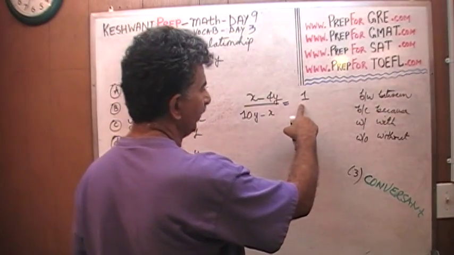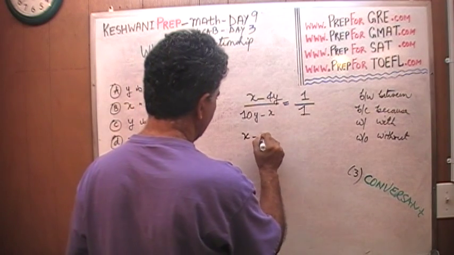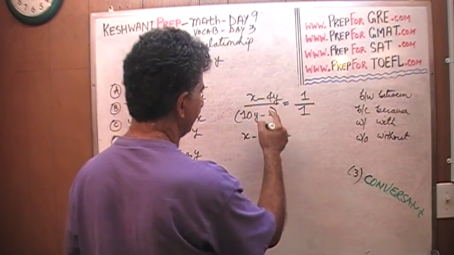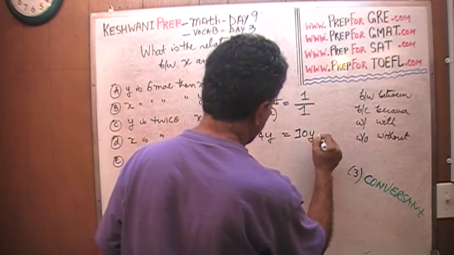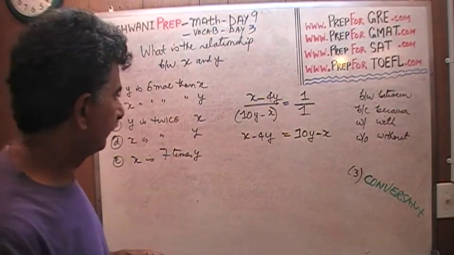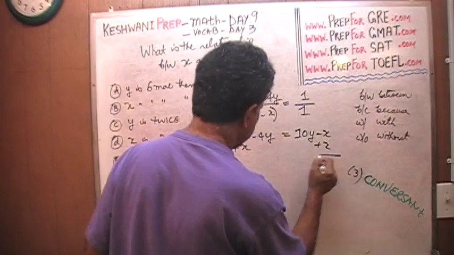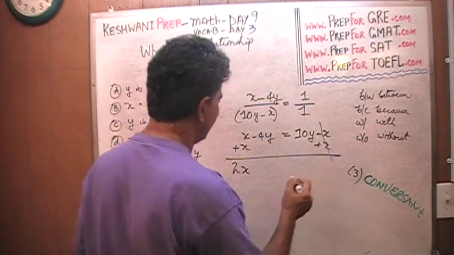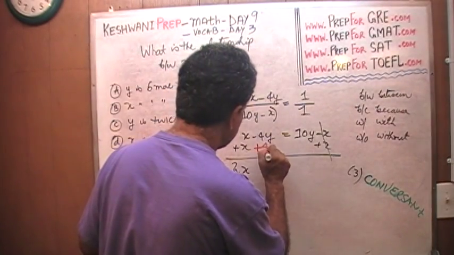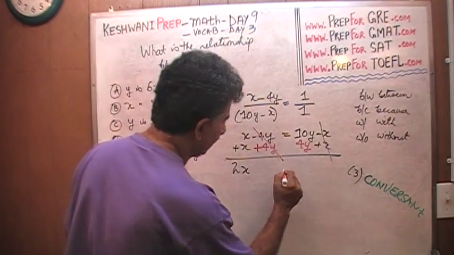If you're good at it, it's a pretty straightforward question. The reason I wrote the 1 way up there is because this one is same as 1 over 1. You cross multiply, 1 times this quantity is simply x minus 4y, and 1 times this quantity right here is simply 10y minus x. Bring all the x's on one side and all the y's on one side. That's all it is. So let's add x to both sides. So we get 2x here, and that x drops out. And let's add 4y to both sides. Minus 4y and positive 4y drops out.